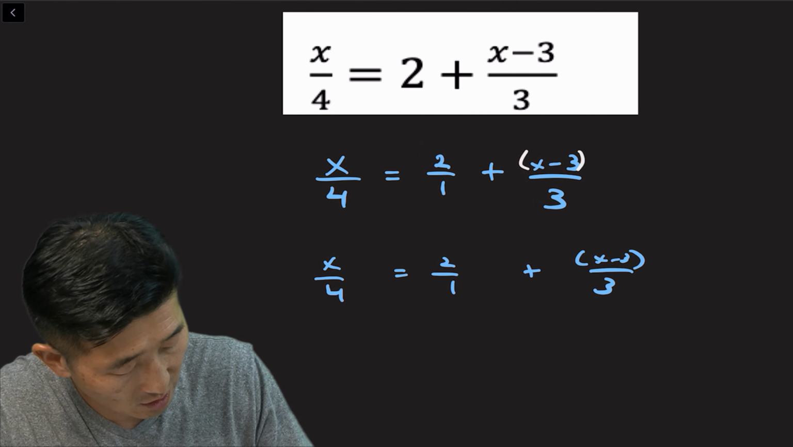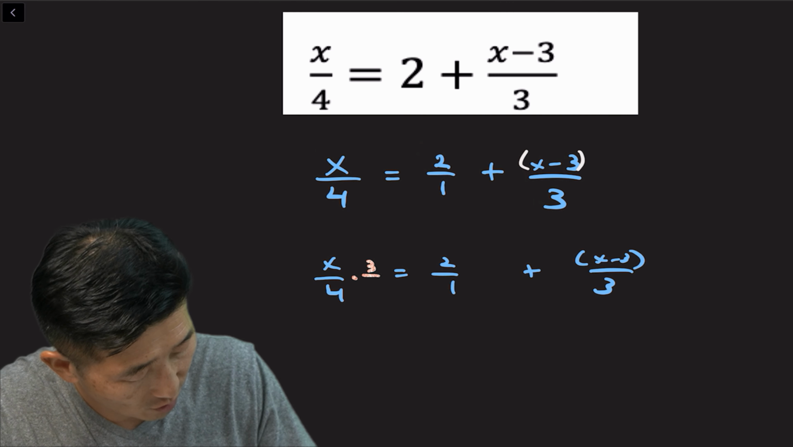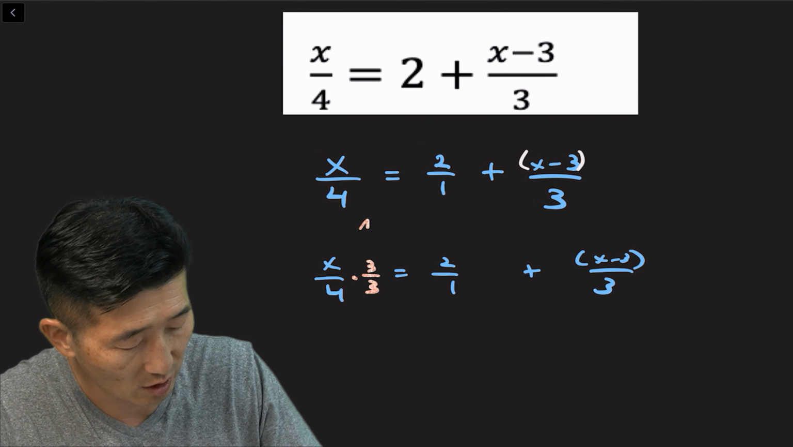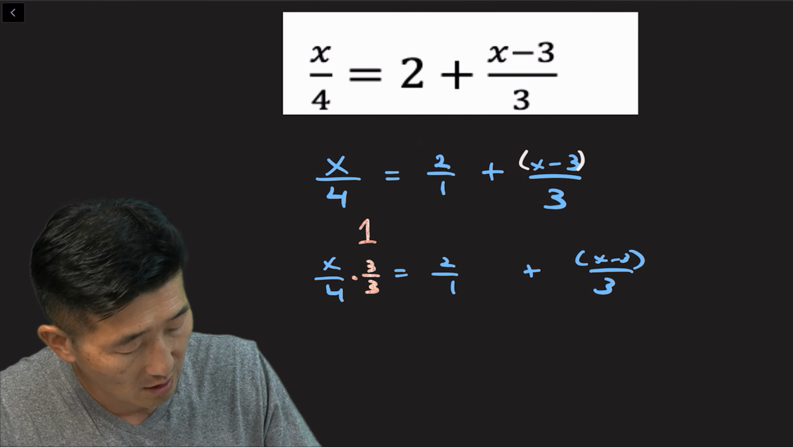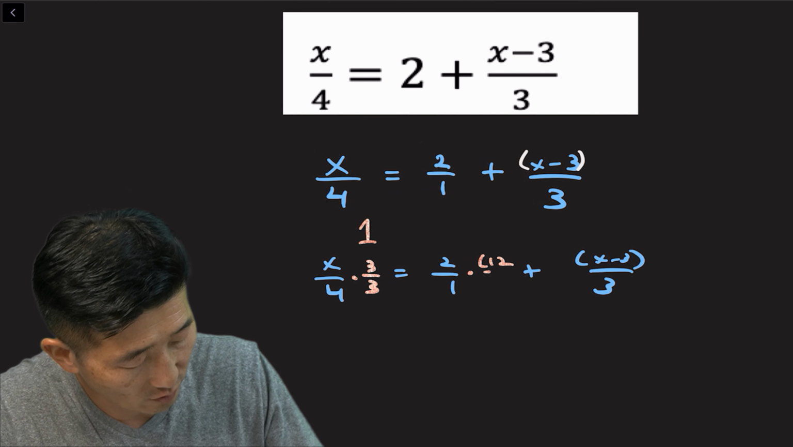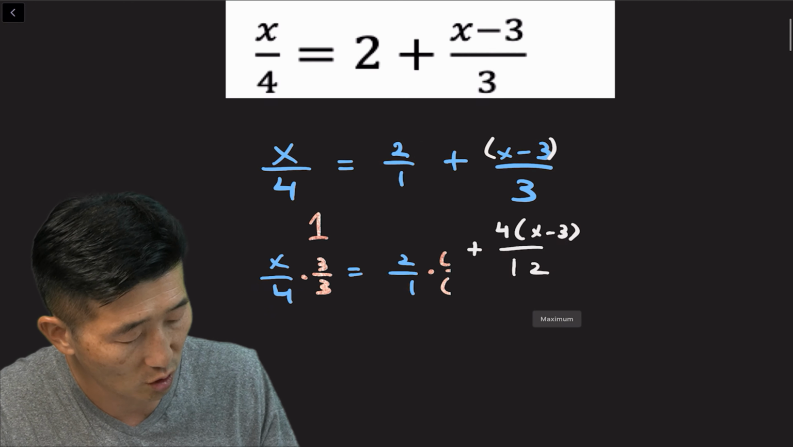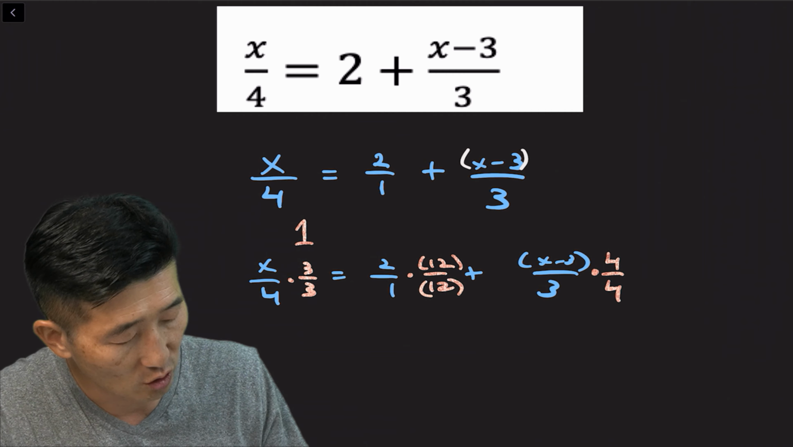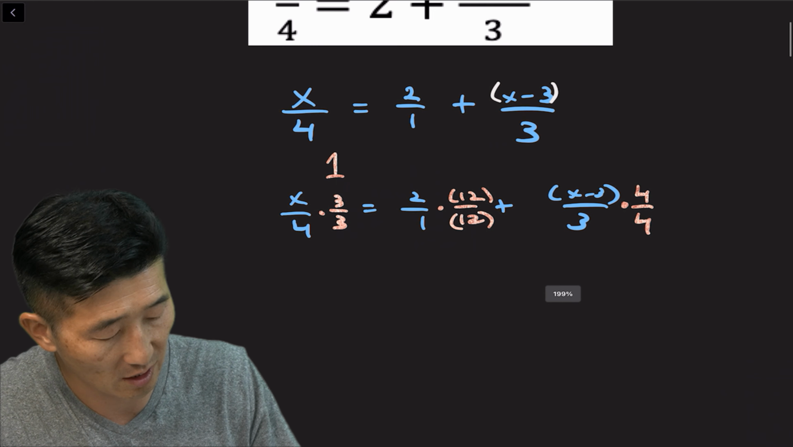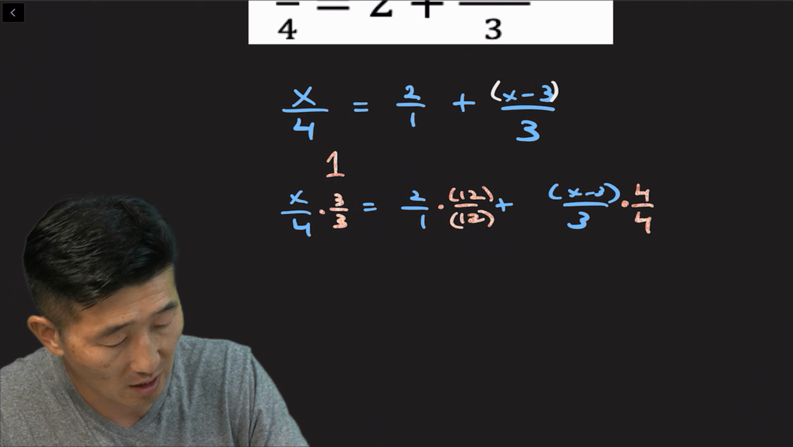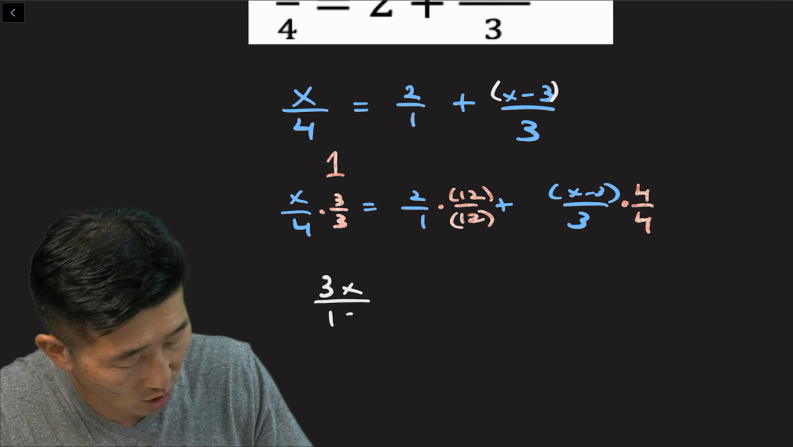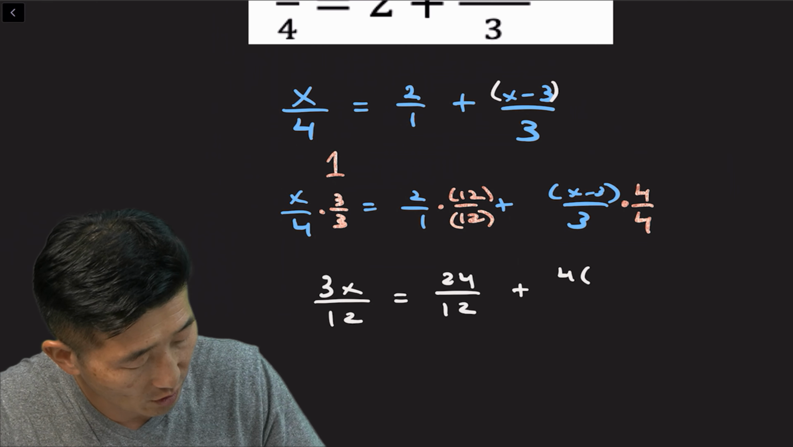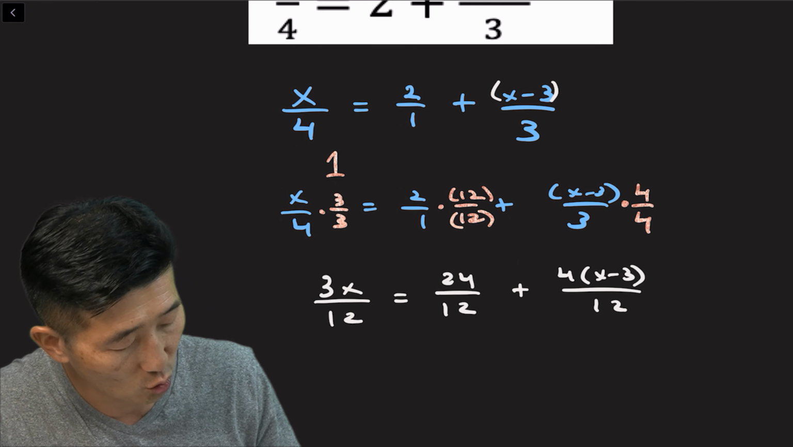I'll multiply this one with 3 over 3 so that it'll become 12 on the bottom. 3 over 3, again, as I told you before, it's like multiplying by the number 1. Here you're multiplying this by 12 over 12 because we again want 12 as a denominator. And for the final fraction, we want 4 over 4 so that 4 times 3 becomes 12 on the denominator again. All right, you multiply everything out and you get 3x over 12 equals 24 over 12 plus 4 parenthesis x minus 3 over 12.